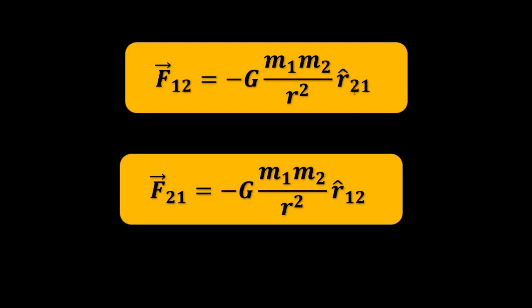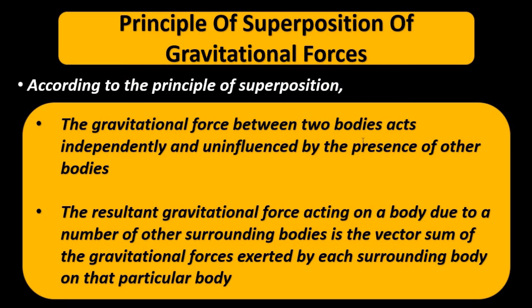That's why this displacement vector. Similarly here, gravitational force exerted on 2 by mass m1. So mass m1 is the object which is exerting gravitational force on m2. So displacement vector starts from m1 to m2, R12. Okay, so this is the concept, and this is the vector representation of gravitational force of attraction between two masses. Okay, now the principle of superposition of gravitational forces.